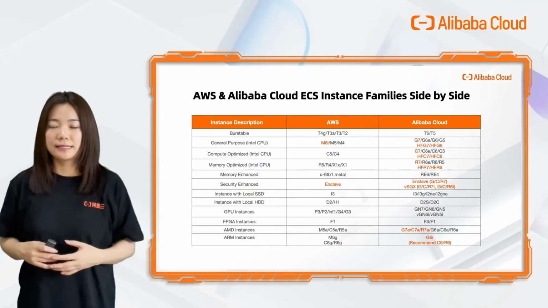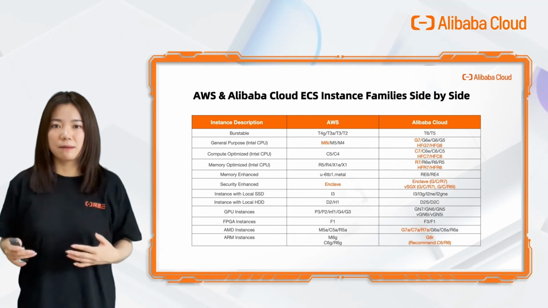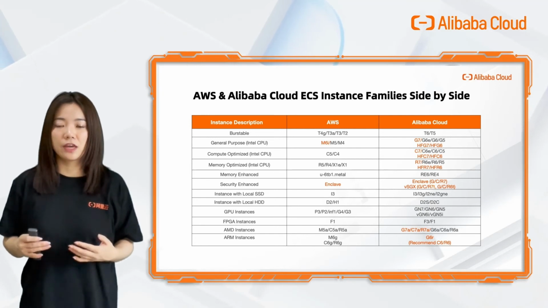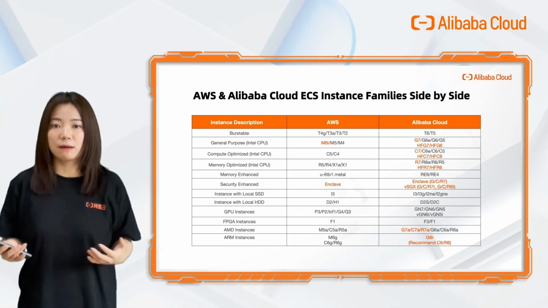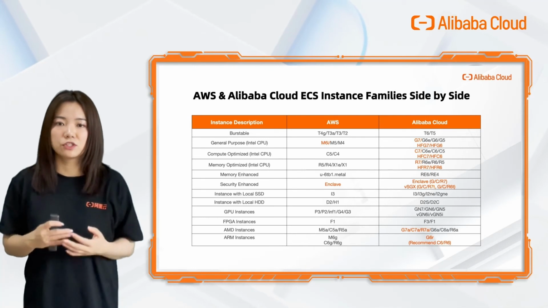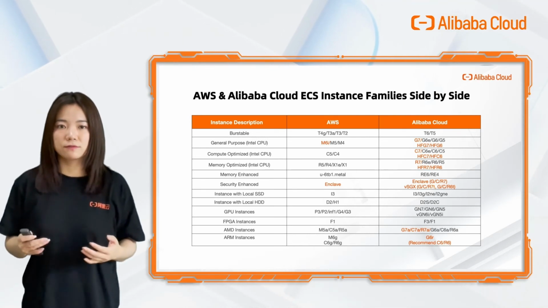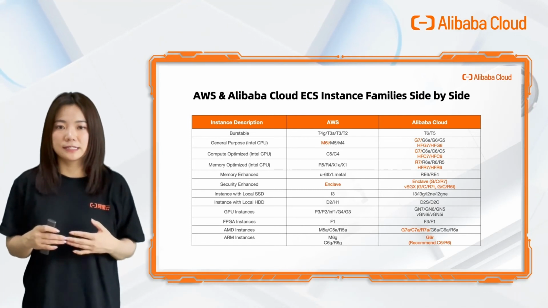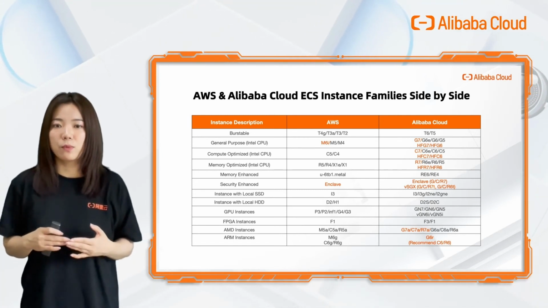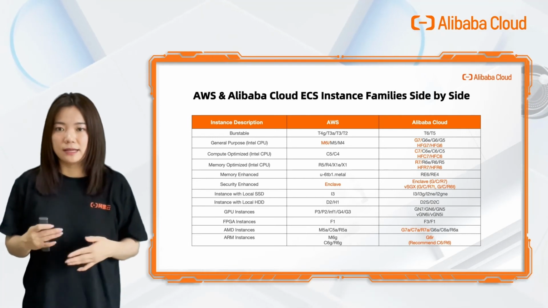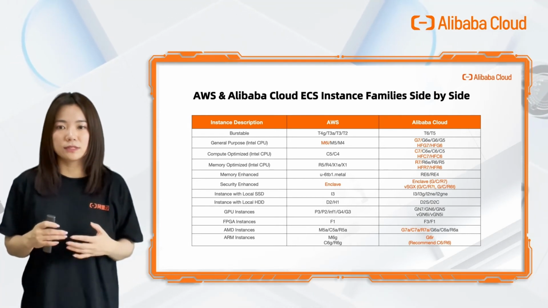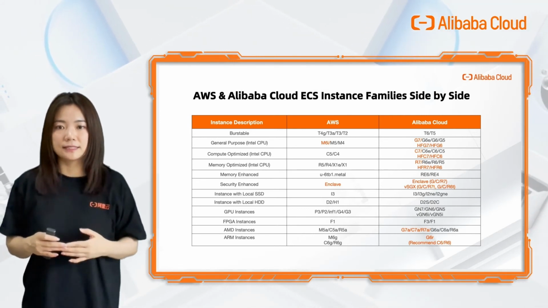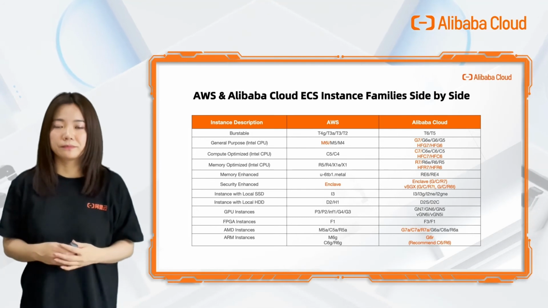This diagram shows an AWS and Alibaba Cloud instance family side-by-side comparison. Alibaba Cloud provides equivalent instance specifications compared to almost all AWS instance families. For the G, C, R instance families, we have more offerings for CPU frequency choices. You can choose either a 2.5 GHz CPU or a high-frequency 3.2 GHz CPU, and it is highly recommended to choose the high-frequency CPU for large-size VMs or compute-intensive applications, as mentioned before.